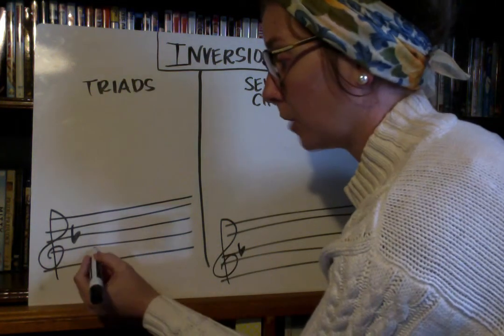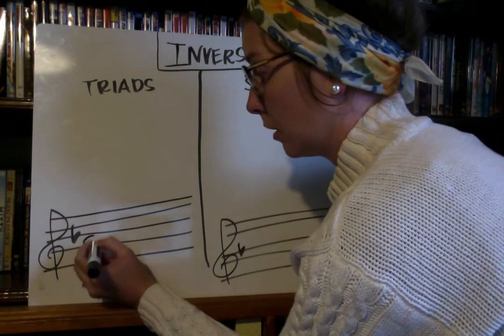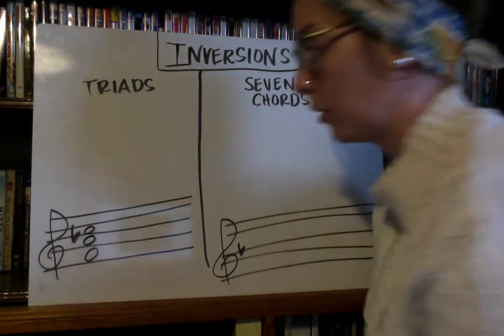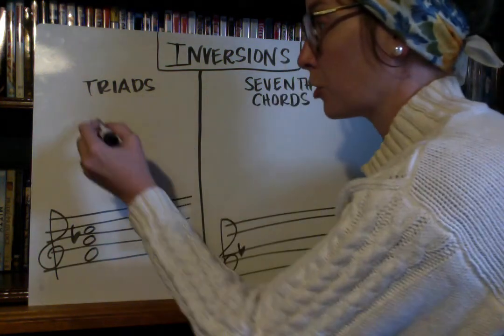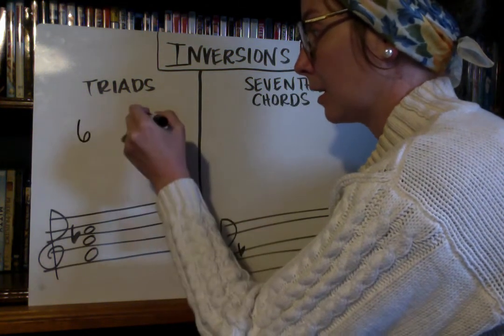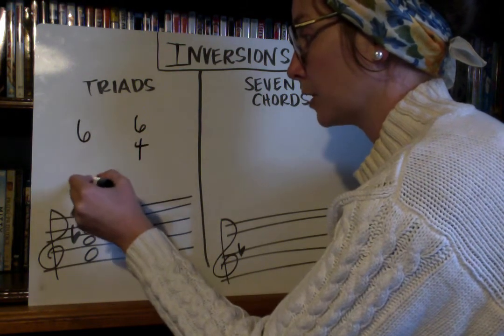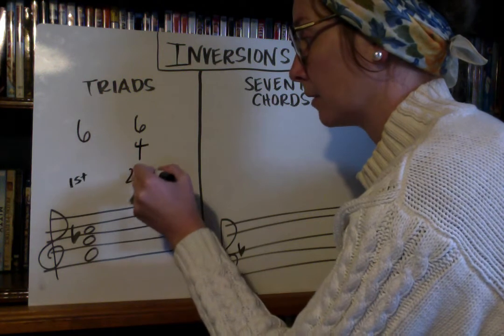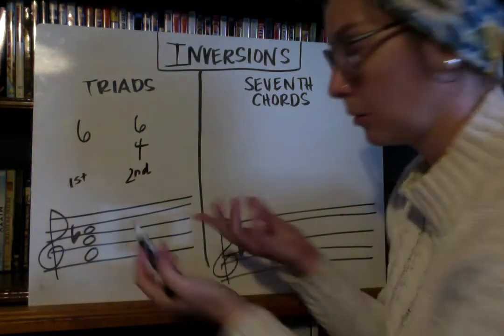So I'm gonna do F. A normal triad in root position, remember, looks like a snowman, okay? No inversion. The inversion symbols you'll see for a triad are 6 and 6, 4, okay? This is first inversion, and this is second inversion, the only possible ones, right? Because we have 3 notes.